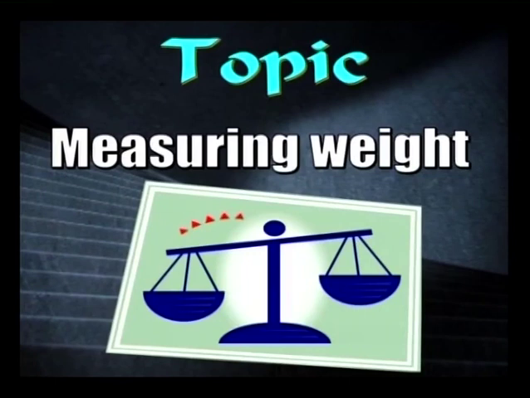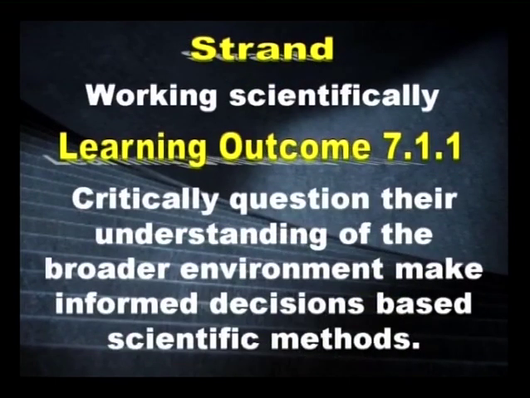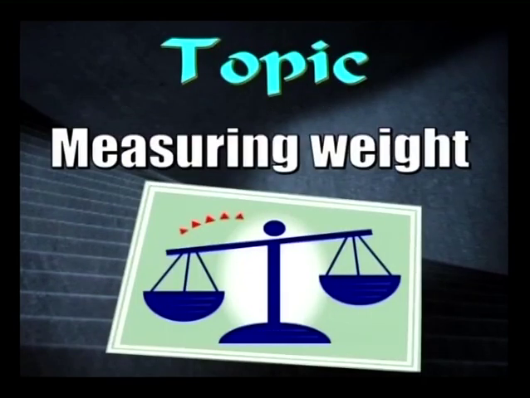Right, in today's lesson, receiving students, our topic is on measuring weight, and we are going to be still on the same strand, working scientifically, and our learning outcome is 7.1.1. Now, receiving teachers, those of us who have received the books, you will find that the topic is measuring mass. So as the receiving students, your workbook will have that topic, measuring mass. However, we have changed to measuring weight.